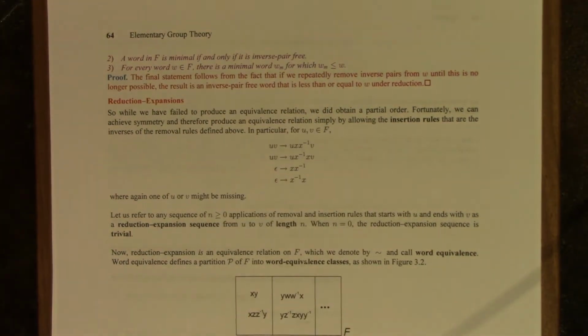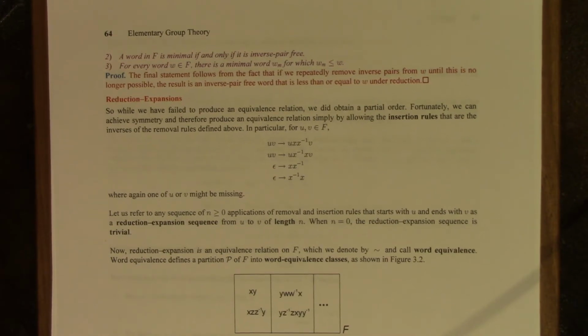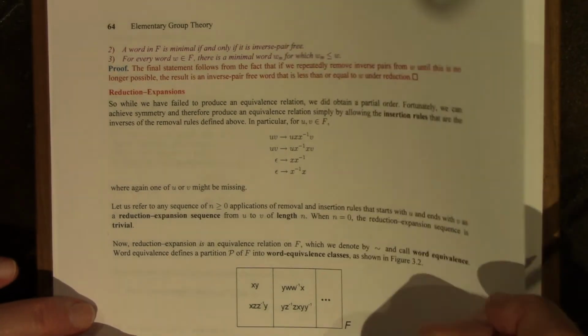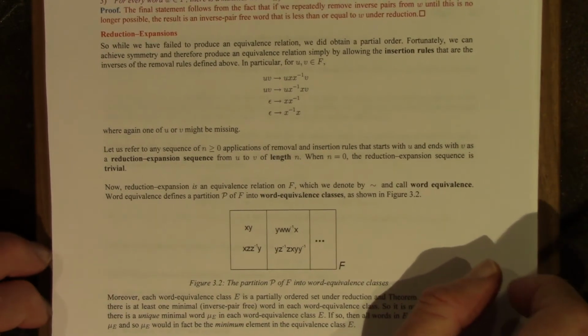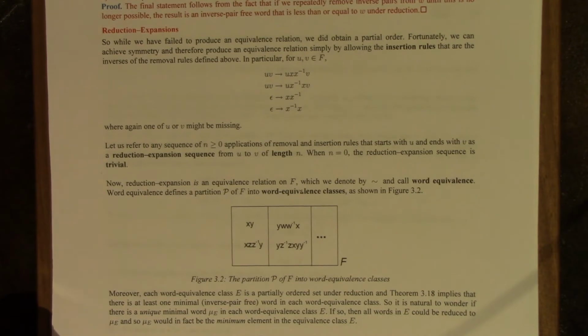And this final statement follows simply from the fact that we can repeatedly remove inverse pairs from W until this is no longer possible. Every time we remove an inverse pair, the word gets shorter. We reduce the length. And so that has to stop at some point. And the result then is an inverse pair free word that is less than or equal to the original word under reduction. So we didn't get the equivalence relation we were looking for, but we did obtain a partial order.